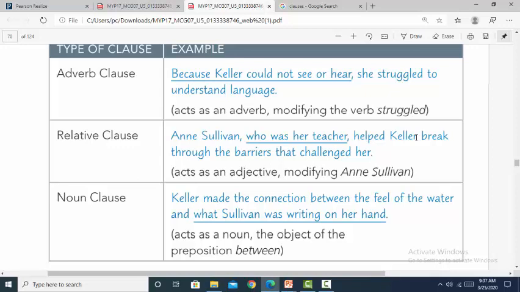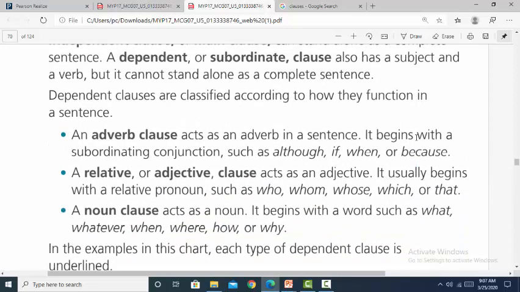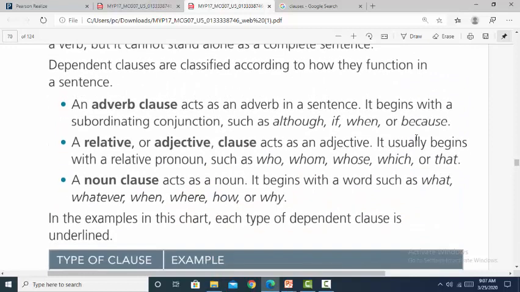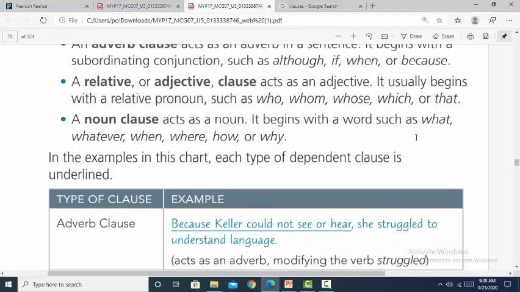Okay, so we have three types of clause. We have adverb clause, which begins with some words. As we can go up, you can see it. Adverb clause begins with although, if, when, or because, and it acts as an adverb in a sentence, and it should start with any one of these words. Like this example, because Killer could not see or hear, she struggled to understand language.